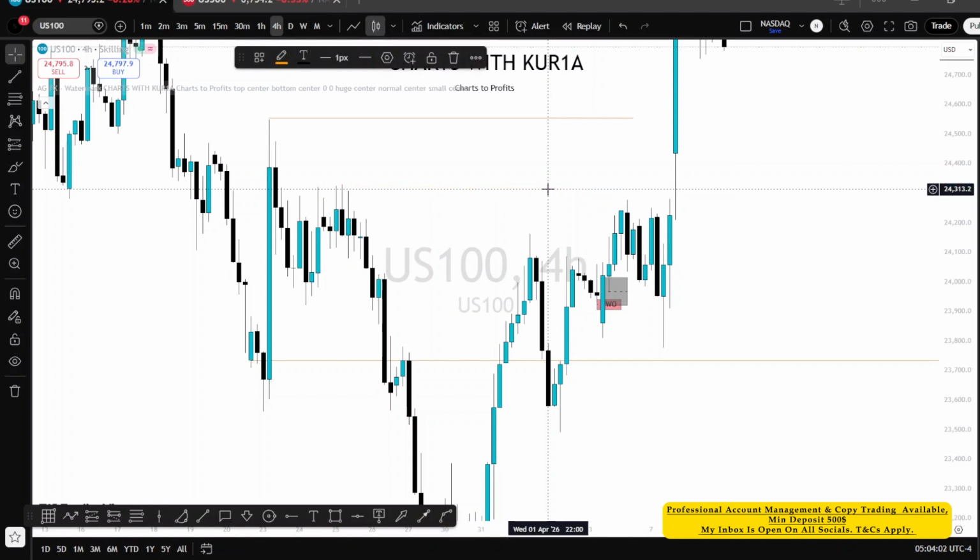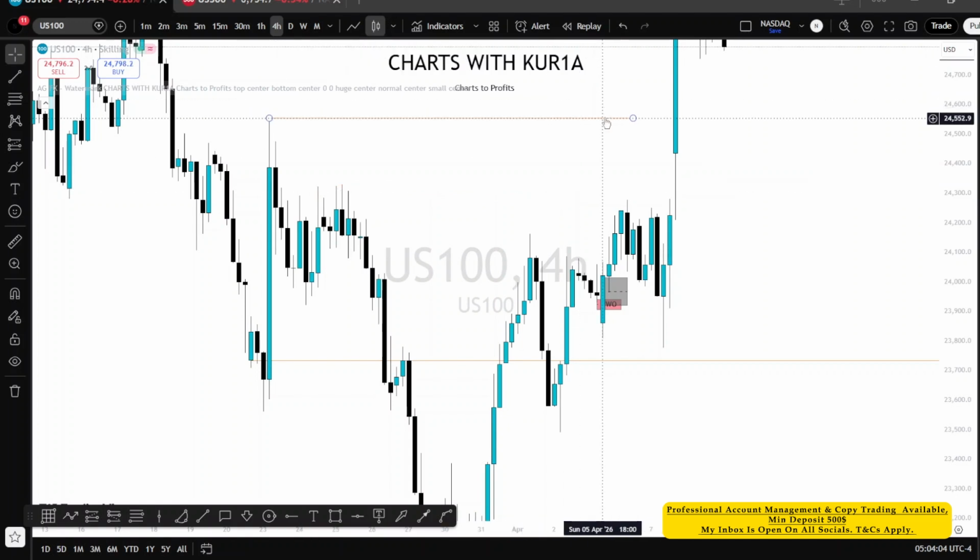Where are we? What the hell? Okay, maybe I should keep those targets open, because they're still the targets that I wanted to see being taken. So yeah, let's keep them open.